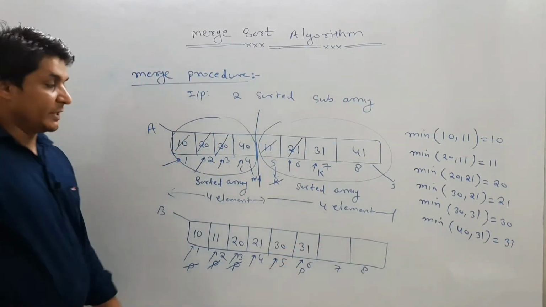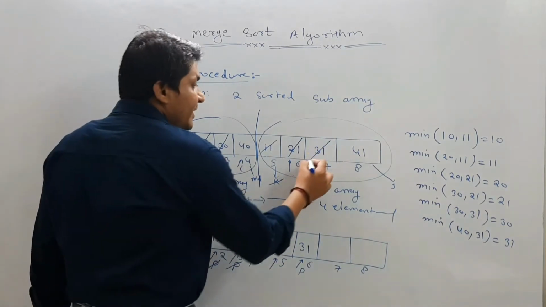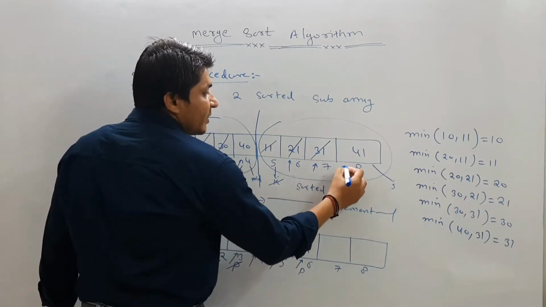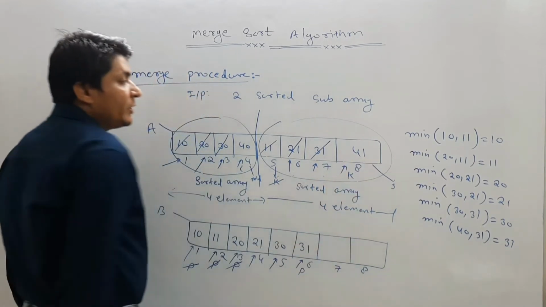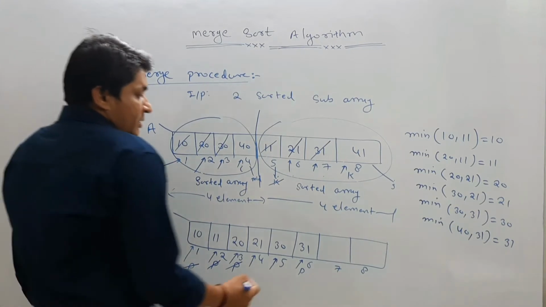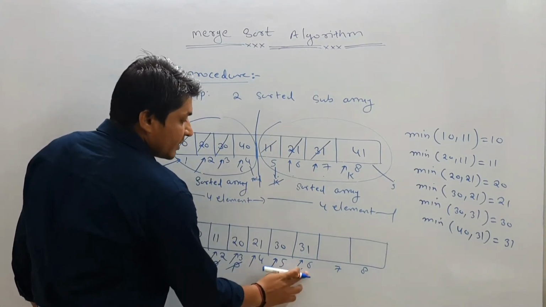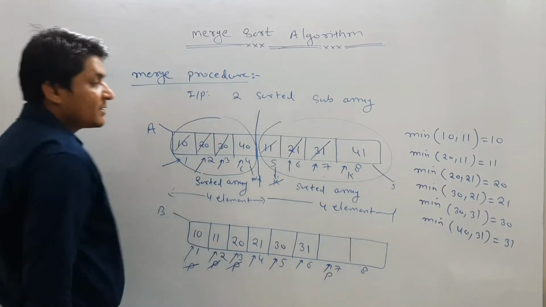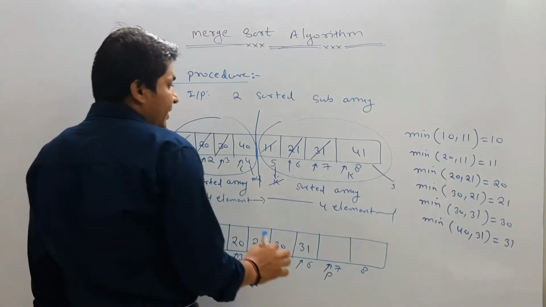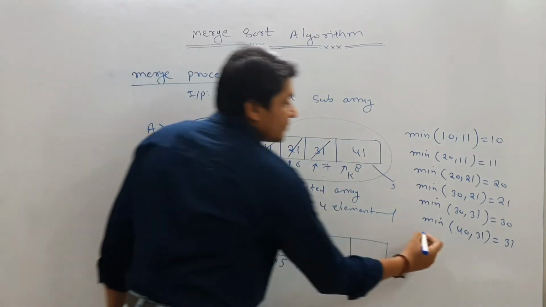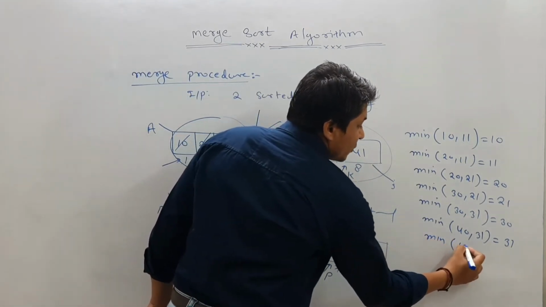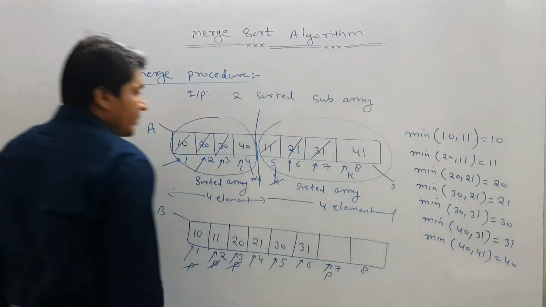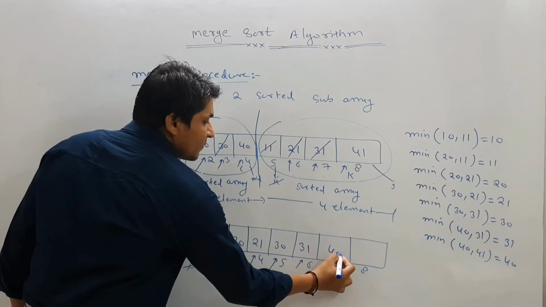So I have copied 31 here. Now let us increment the value of k. So k will start pointing to the next location, which is index number 8. Now we have already copied 31, so let us increment the value of p. So p is pointing to index number 7. Now again you are going to compare 40 and 41. So minimum of 40 and 41. Which one is minimum? Obviously 40 is minimum. So we will copy 40. So 40 will be copied.